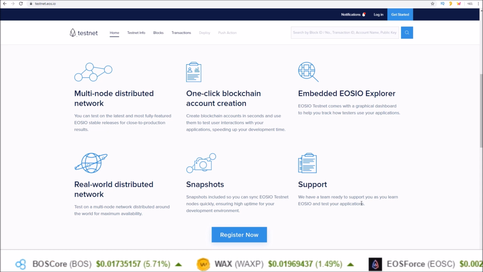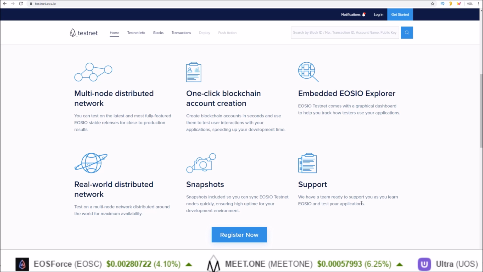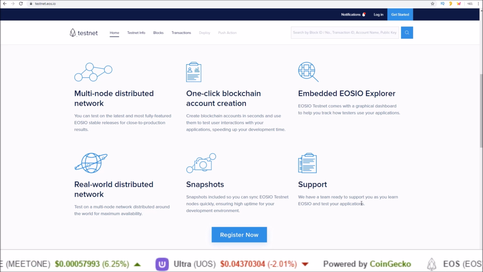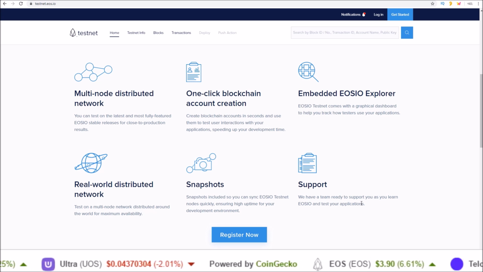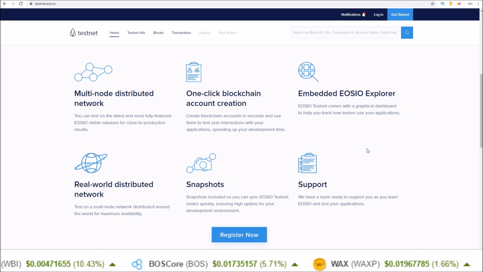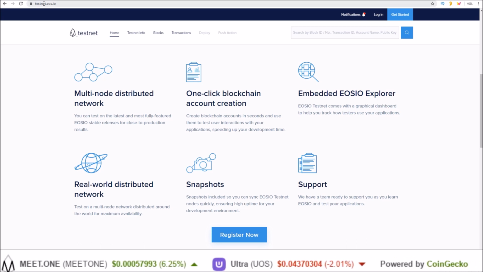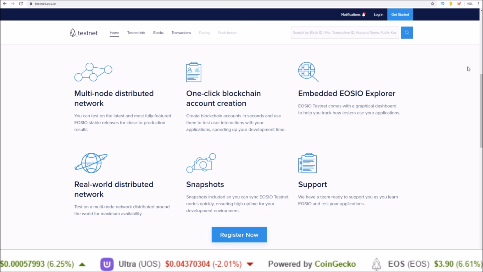But this whole new testnet will make developing on EOS or any EOSio chain faster and easier. So a big plus for all EOSio. Check out testnet.eos.io if you want to check it out.